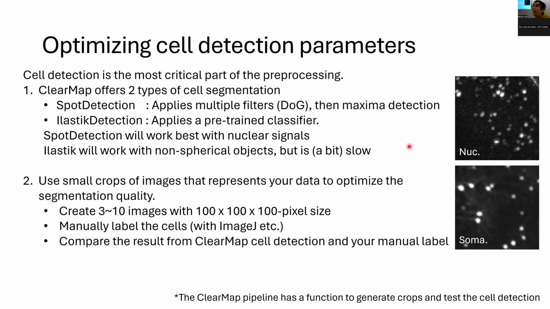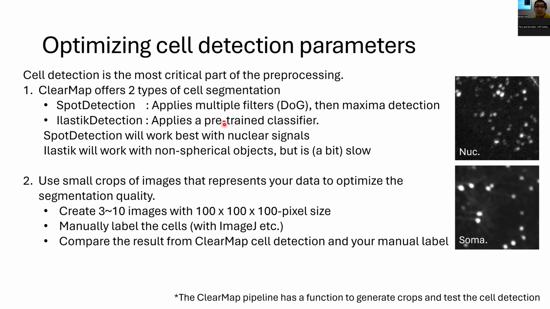ClearMap offers two segmentation approaches. One is called spot detection, which applies very simple filters onto the image and does a maximum detection. It's a very simple way to quantify a peak of intensity in 3D space. The Ilastik detection, which we'll be talking about later today, uses a machine learning classifier that is trained in Ilastik and uses that to classify cell pixels.